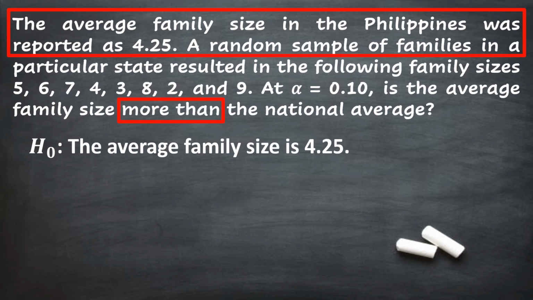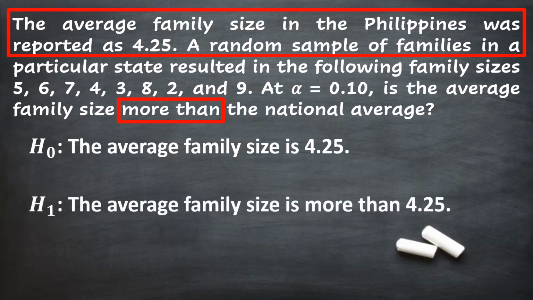Then on the question part of this problem, we have the term more than. So that more than can be our clue or hint for the alternative hypothesis. So our alternative hypothesis will become the average family size is more than 4.25, since the question imposes the phrase more than.